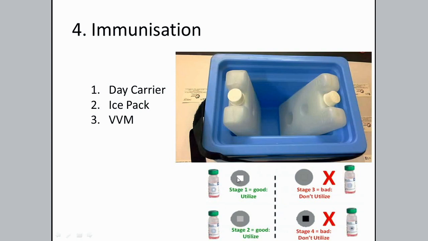And in this picture we have the vaccine vial monitor. That is, we have an outer circle and inner square. The inner square should be lighter than the outer circle. When its color becomes the same, it is becoming unfit for injection. This vaccine vial monitor is just a cumulative measure of exposure to heat.